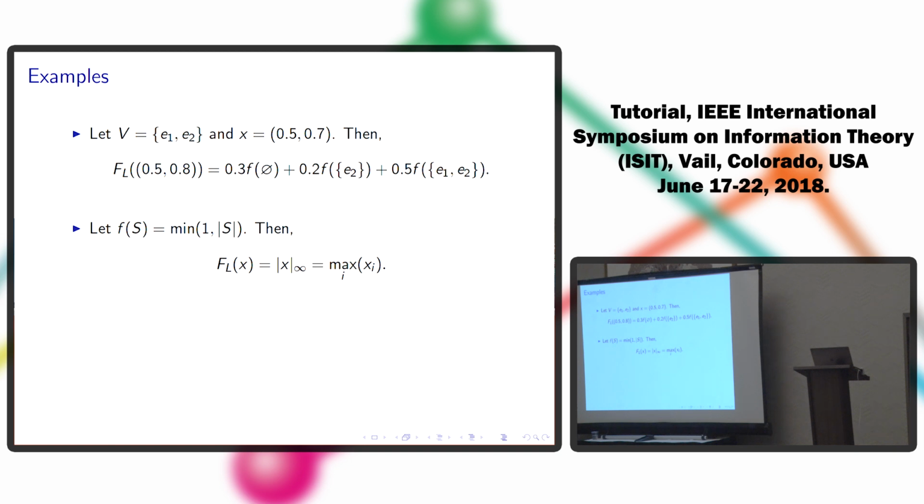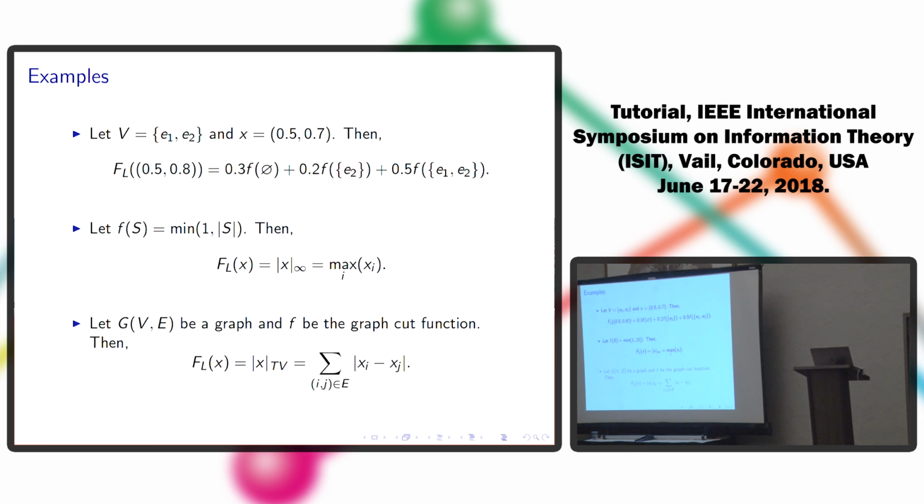Now let's look at another very simple function. This function is basically the minimum of 1 and the cardinality of S. It is basically always 1 except when S is the empty set, right? And if you go through the math, you'll see that the Lovasz extension is going to be the infinity norm. Another interesting example, if you have a graph G, and f is a cut function, then the Lovasz extension is the total variation distance. Okay, so these are a few examples.